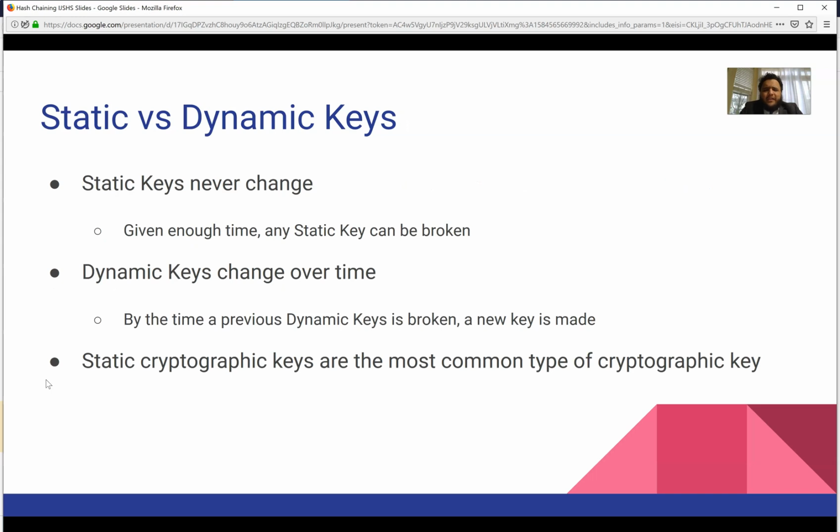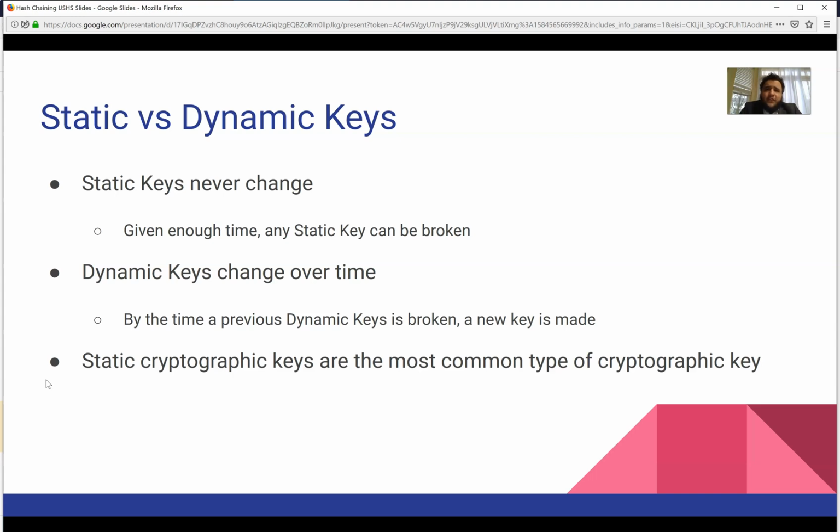What are static keys and what are dynamic keys? Static keys are cryptographic keys that never change. Because the key value never changes, given enough time, any hacker determined enough or with enough time on their hands can break a static key. Dynamic keys, on the other hand, suffer no such weaknesses. Dynamic keys are cryptographic keys that change over time. The goal of a dynamic key is so that by the time a previous key is broken, a new key has been made. One such example of a dynamic key is an ephemeral key.